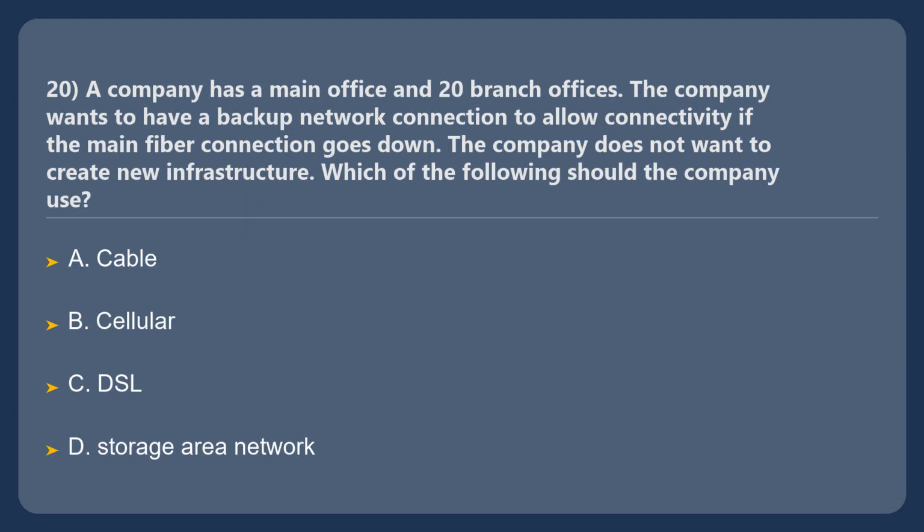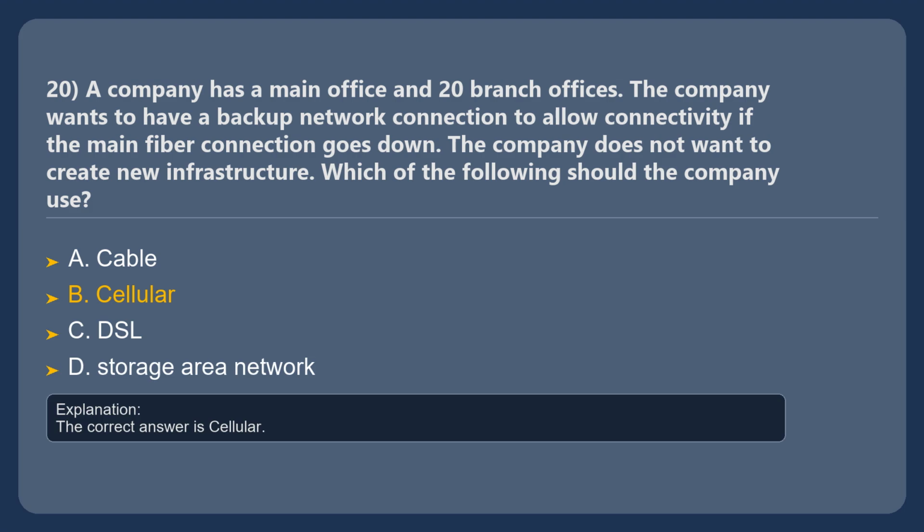Question 20. A company has a main office and 20 branch offices. The company wants to have a backup network connection to allow connectivity if the main fiber connection goes down. The company does not want to create new infrastructure. Which of the following should the company use? Option A, cable. Option B, cellular. Option C, DSL. Option D, storage area network. The correct answer is option B, cellular.